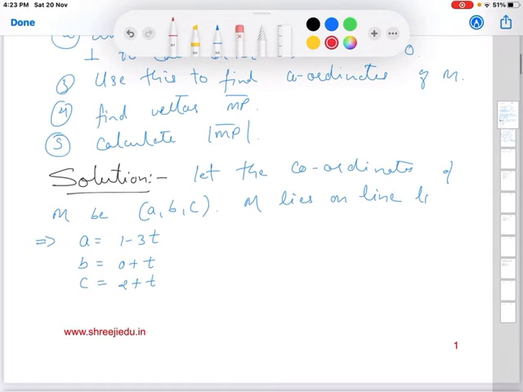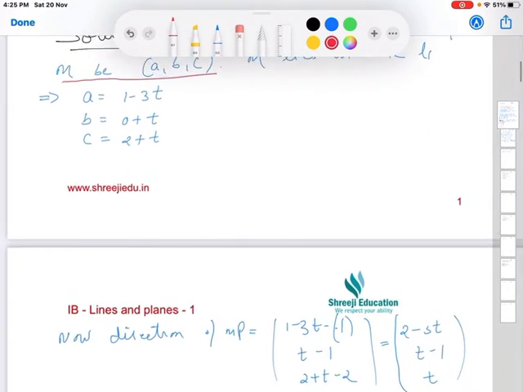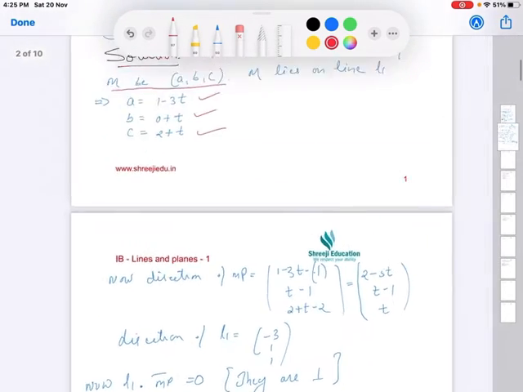Let's start with the solution. Let us assume that the coordinates of M be A, B and C. Now M lies on line L1. As you can see, any point lying on the line L1 will have the coordinates x = 1 - 3t, y = 0 + t, z = 2 + t. X, y and z we substitute with A, B and C. So we get A = 1 - 3t, B = t and C = 2 + t. Now direction of MP.